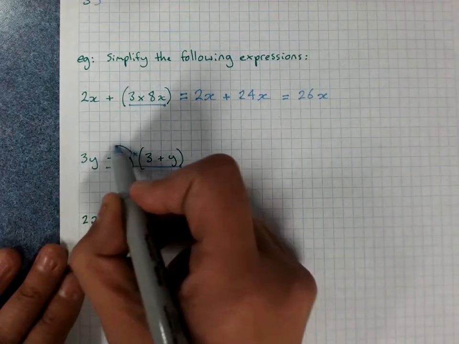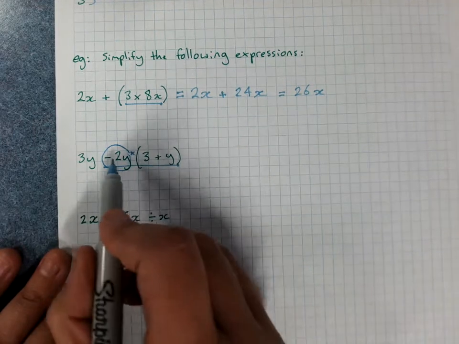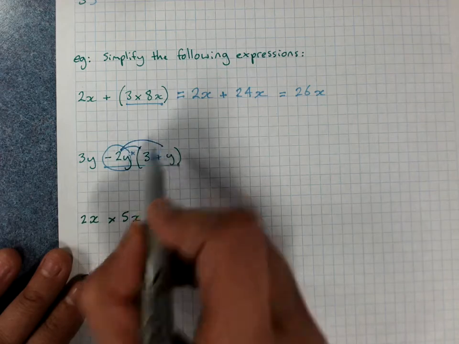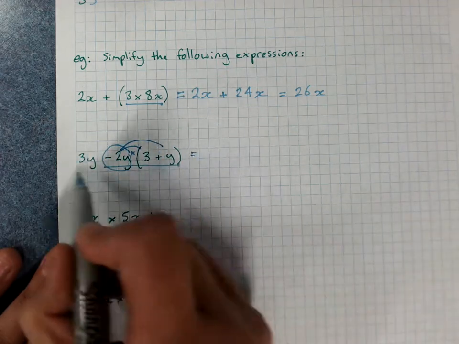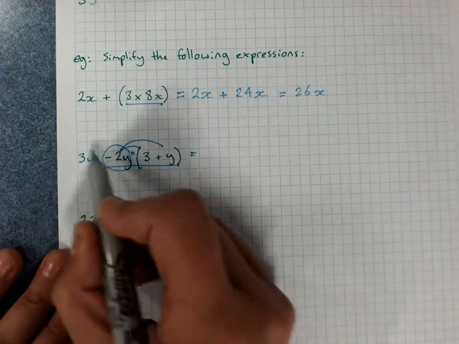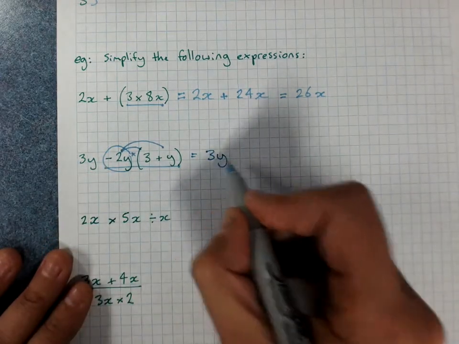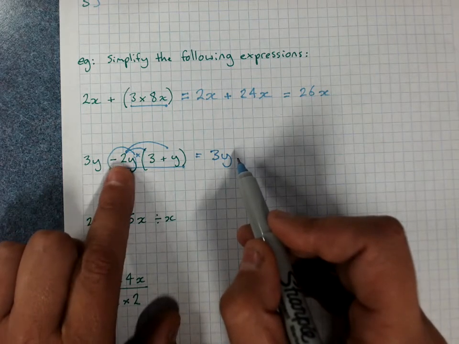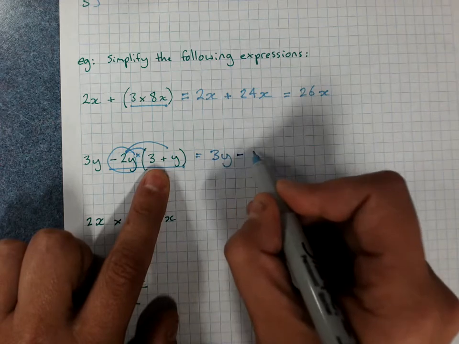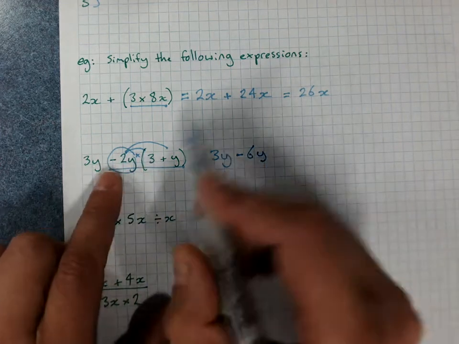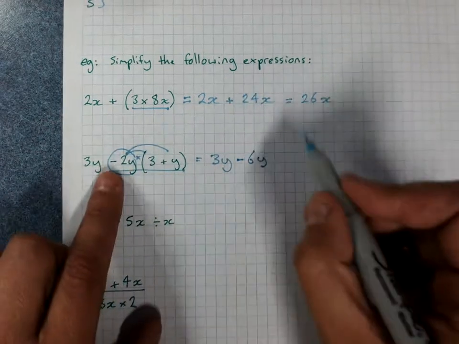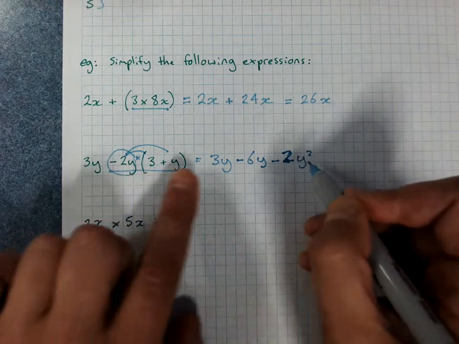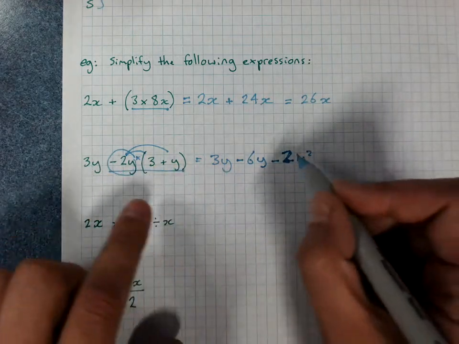Remember, when you see a negative, it's a good idea to circle it, because when I expand, I'm going to do negative 2y times 3 and negative 2y times y. But don't forget, we have to keep the whole thing there. This 3y has to get written down, because it's going to come in later. Then, negative 2y times 3 is minus 6y. Negative 2y times y is minus 2y squared. Don't forget, we're multiplying. y times y is y squared.